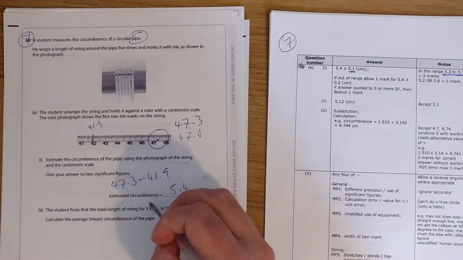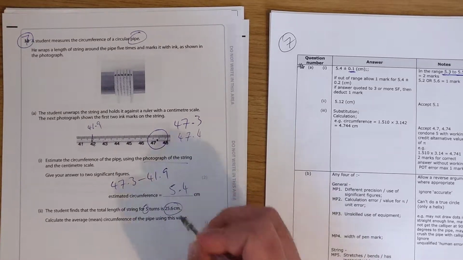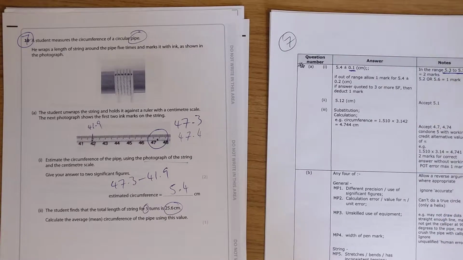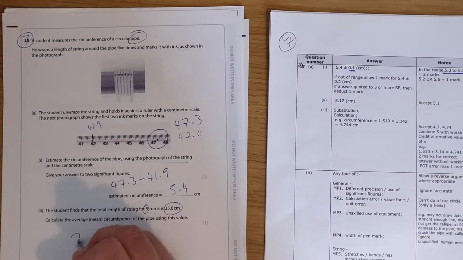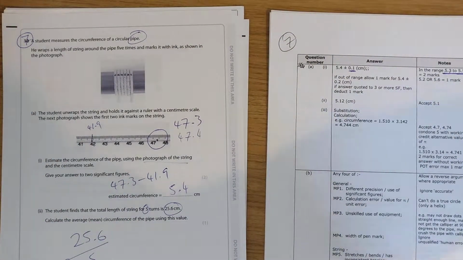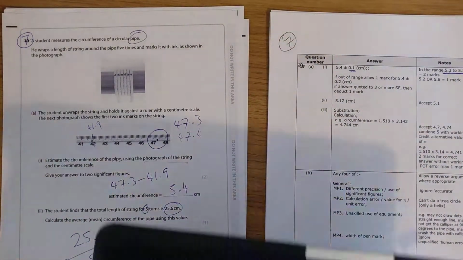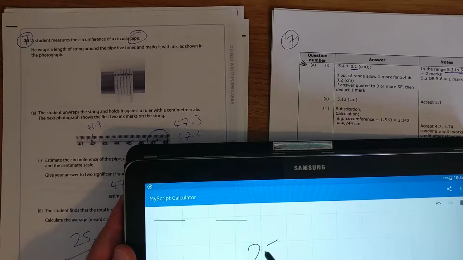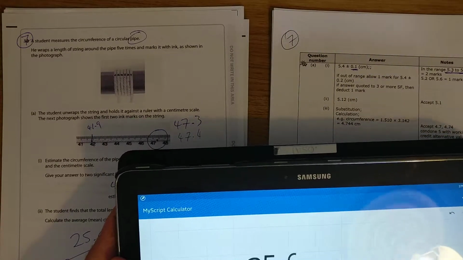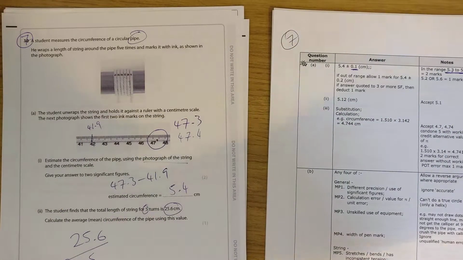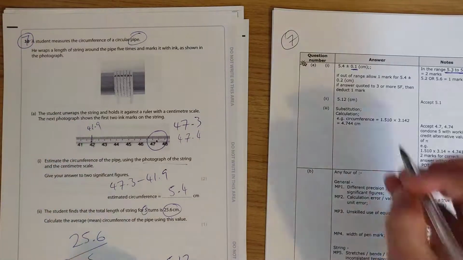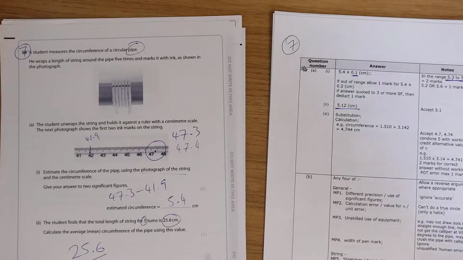The student finds a total length of string for 5 turns as that. So all you need to do to calculate the mean circumference for the pipe using those values, you do 25.6 divided by 5. And that's pretty simple as well. So 25.6 divided by 5, what does that give me? 5.12. 5.12 centimeters. And that's exactly what it says in the mark scheme. That's fine.